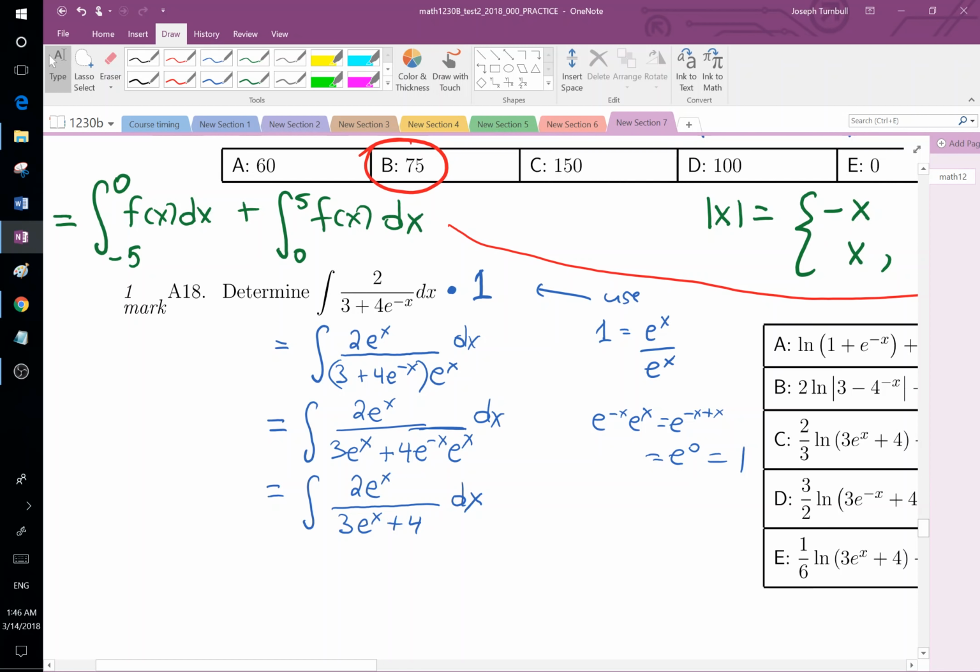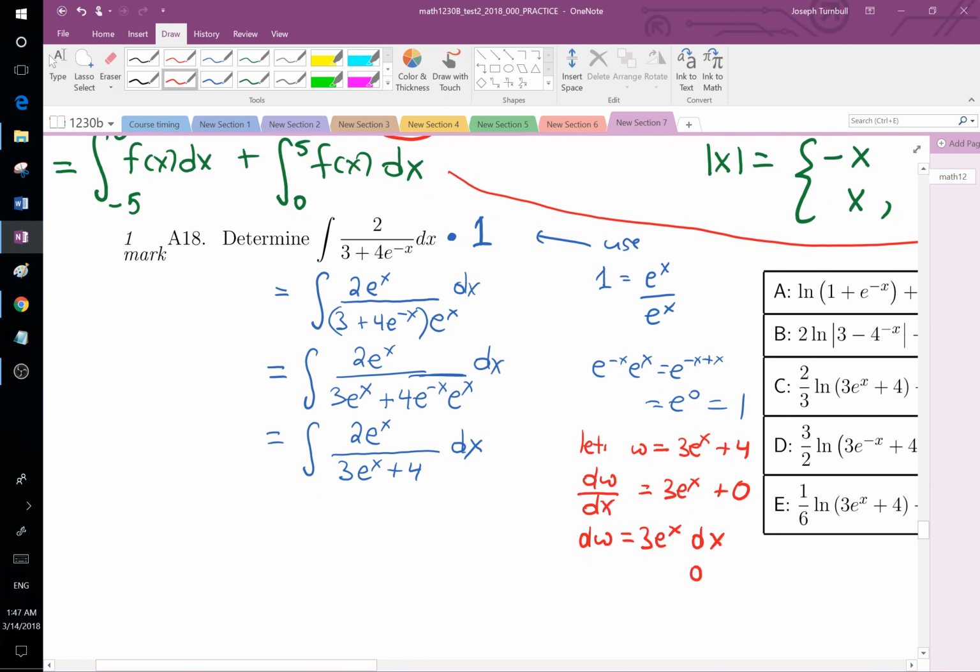You can do the next step several different ways. The way that I like to do the next step is to let w equal everything in the bottom. Do a substitution. Let w equal 3e to the x plus 4. Then dw by dx is 3e to the x plus 0. Cross multiply. dw is 3e to the x, ignore the plus 0, times dx, then divide. dx is dw over 3e to the x. We can substitute our dx with that.